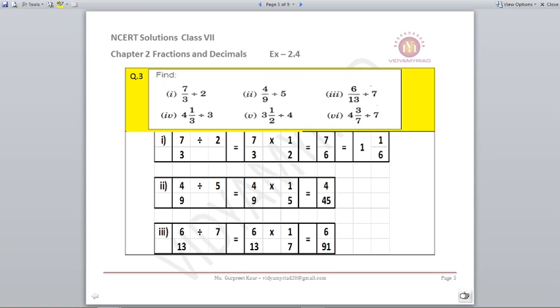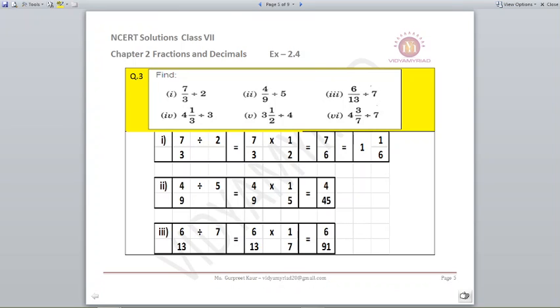Question number 3. Again, these are division questions. The rule will remain the same. Whenever you have a division sign, change it into a multiplication sign, and for the next number or fraction, take its reciprocal and try to reduce it to the lowest term to get the answer.